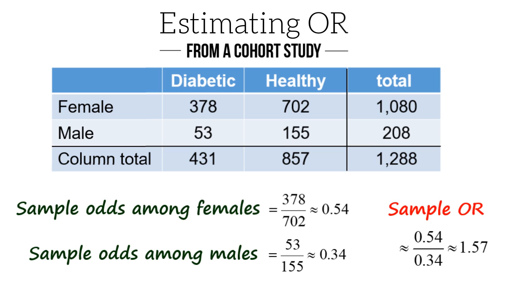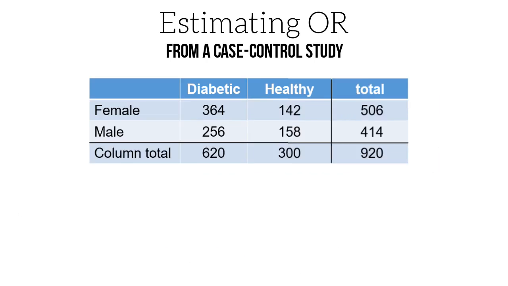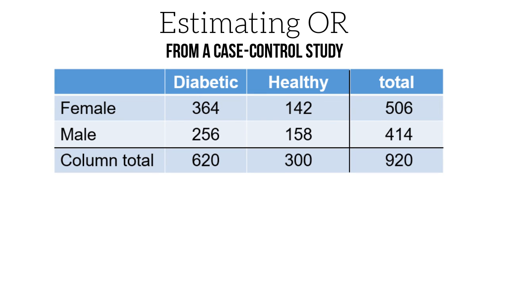Hence, the sample OR for diabetes between the females and males is 0.54 divided by 0.34, or approximately 1.57. This is very close to the population OR 1.50. So just like the RR, the OR can be estimated accurately from a cohort study. Next, we'll look at the case control study presented before.